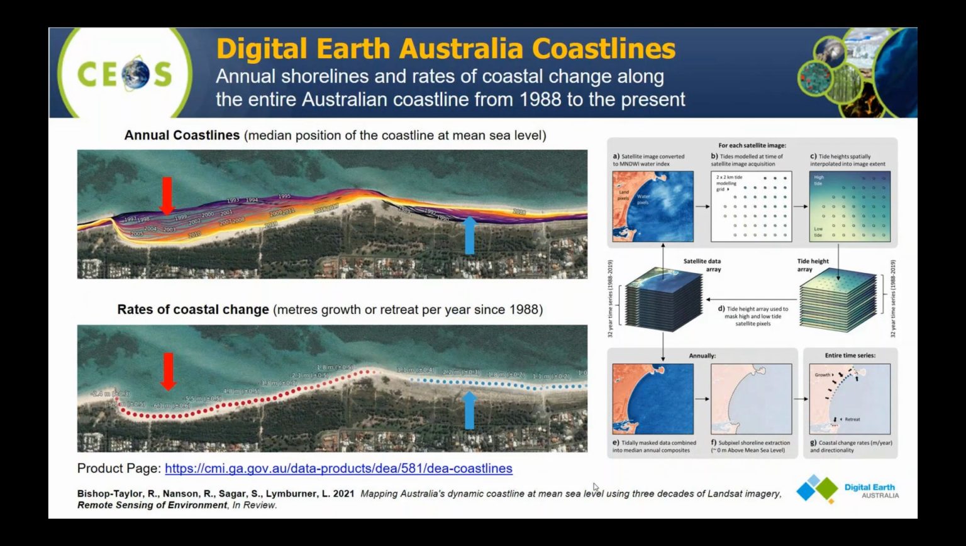So this gives us a really good indication of how the coastline is changing across the continent and enables us to drill down and look at things like rates of coastal change, the coastal dynamics at the scale of the Australian coastline.